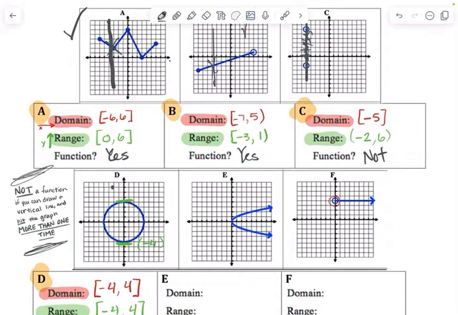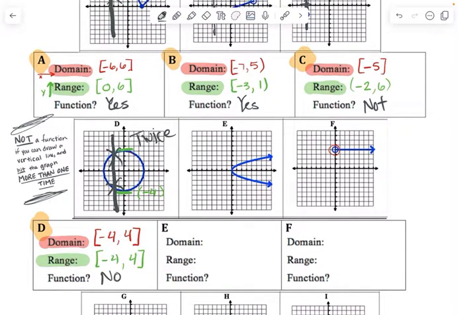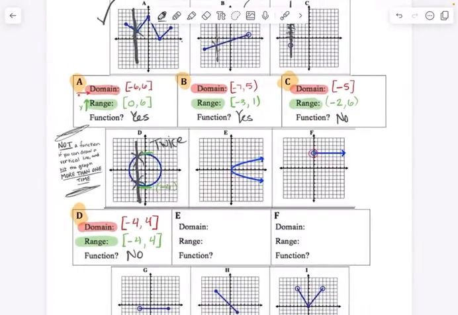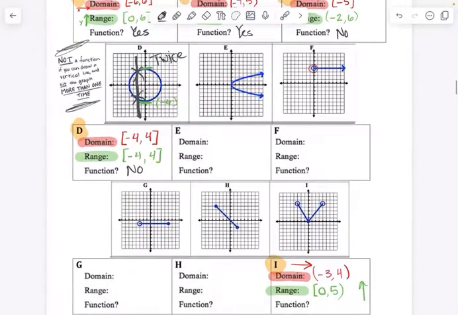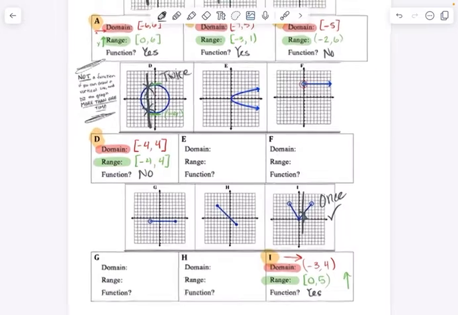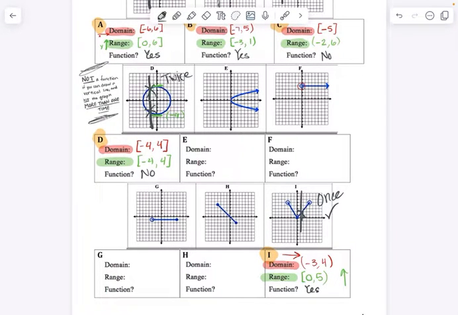D. Draw a vertical line, hits twice. So that one is also not a function. We're going to just write no. And then letter I hits once, so that is good. So that would be a function. There's no x values there that are going to repeat. All right, so we'll talk about the ones with the arrows tomorrow.